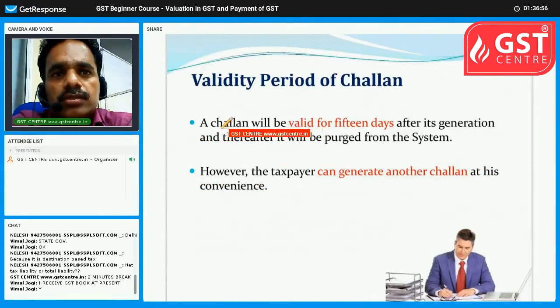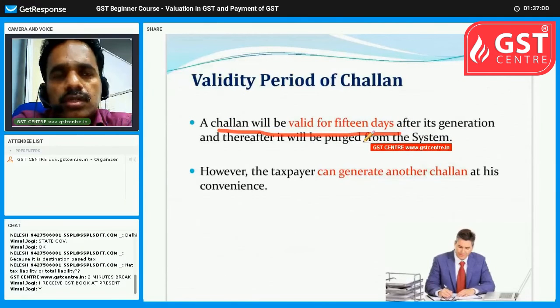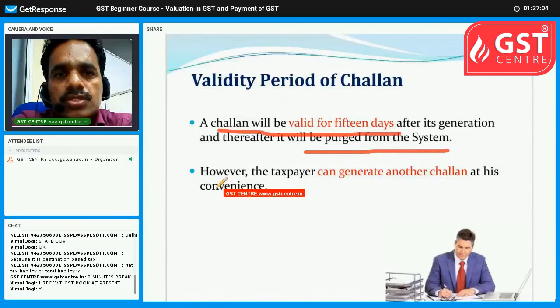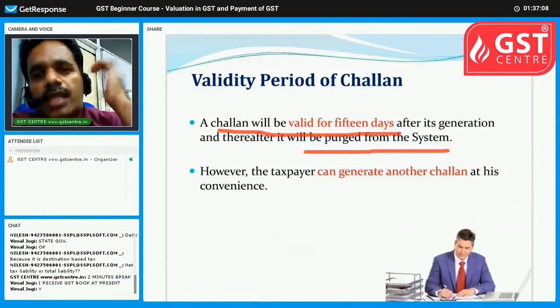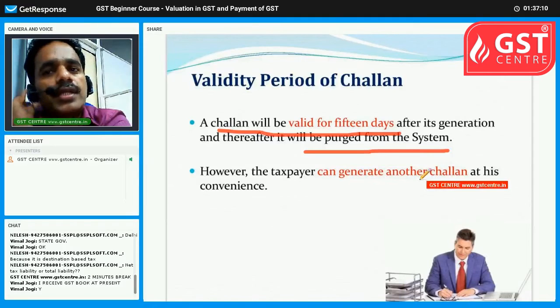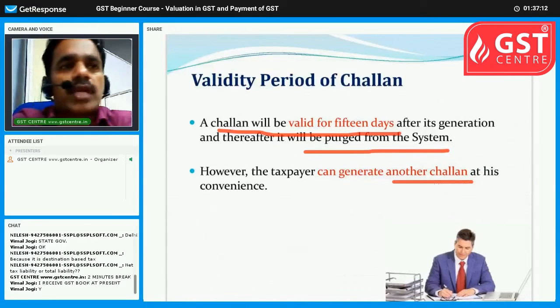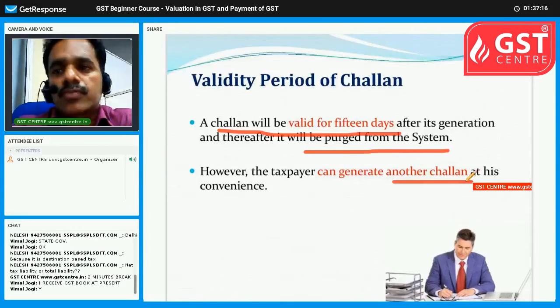Then the validity period of the challan. A challan will be valid for 15 days after its generation. If 15 days have expired, it will be purged from the system and will not be available. However, the taxpayer can generate another challan at his convenience, for any payment if it is not used within 15 days.